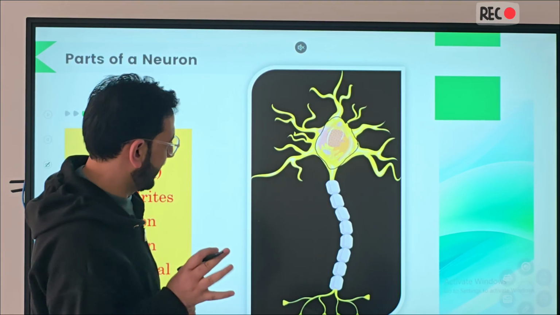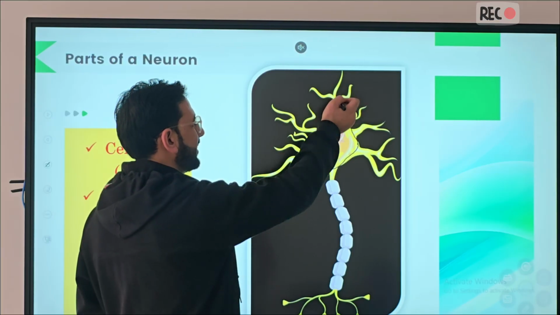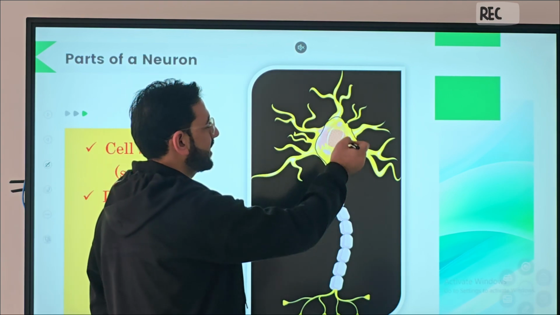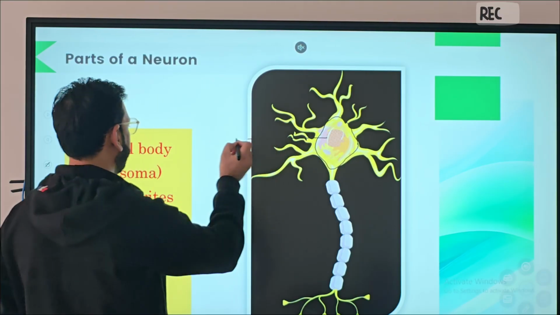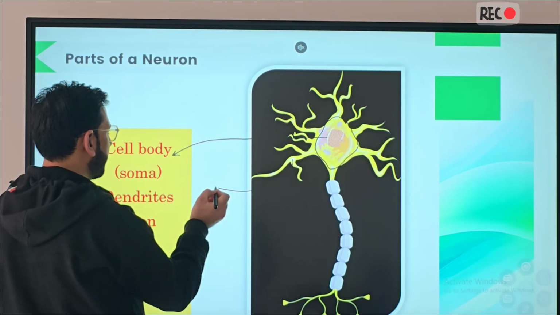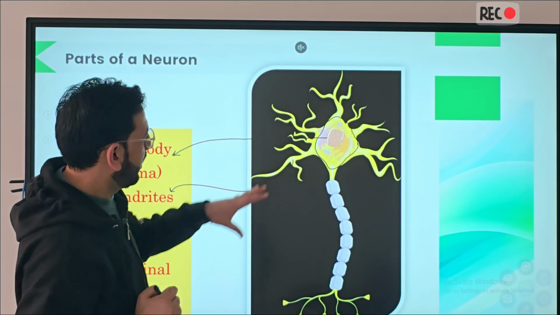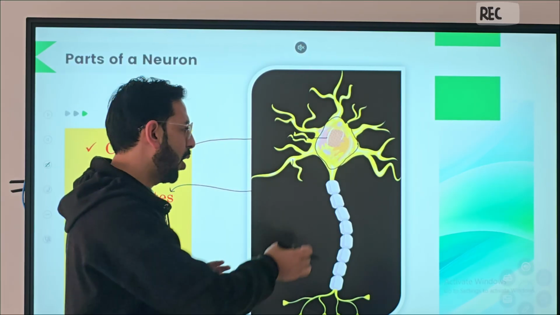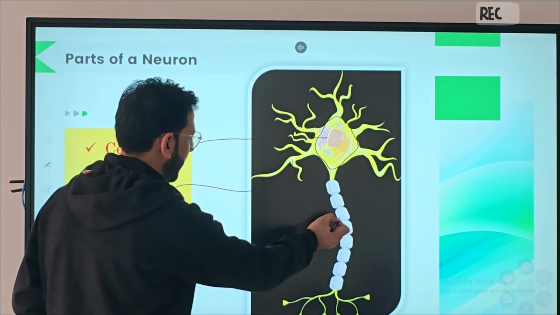Now the second thing is, from this cell body there are arising these processes. There are these cytoplasmic extensions arising from this cell body, these branches. So this is the cell body, and these branches are called the dendrites. They are called the dendrites. Okay, and from the cell body there is another process arising. You can see this long process arising from the cell body, and this part is called the axon.